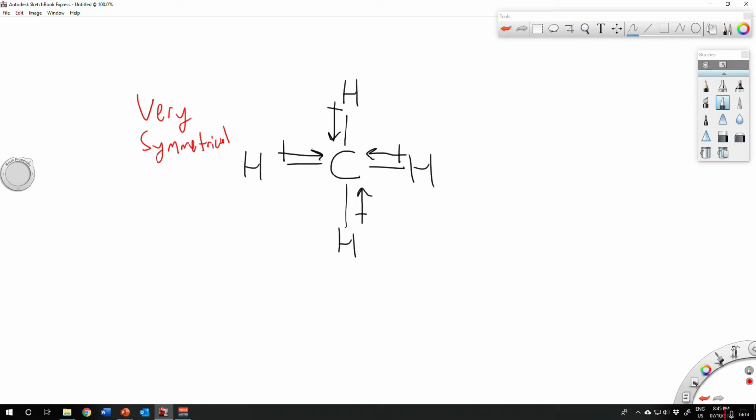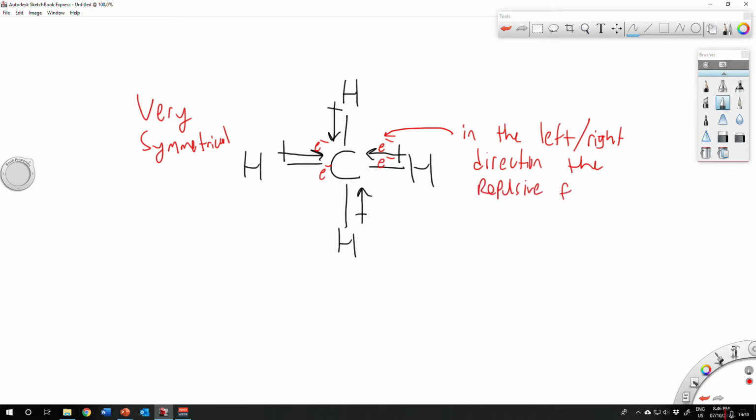What I mean by that is that if I have electrons pushing in this direction, traveling here, and then they encounter these electrons, which are also traveling in the same direction, the net repulsive force will actually push them away from each other. So in the left-right direction, the repulsive forces balance out, and nothing happens.